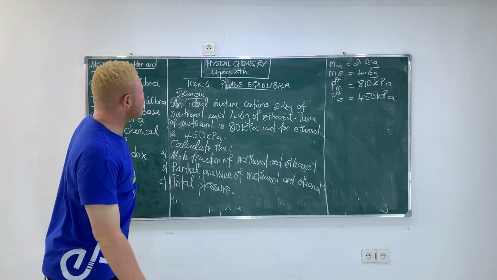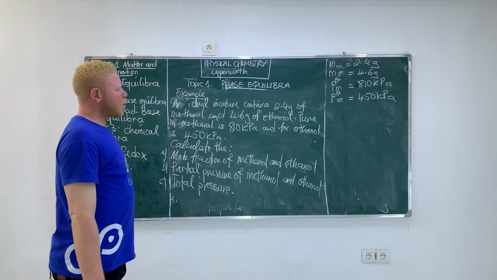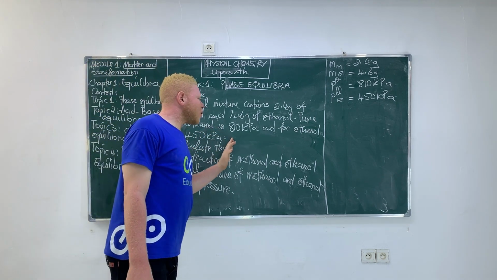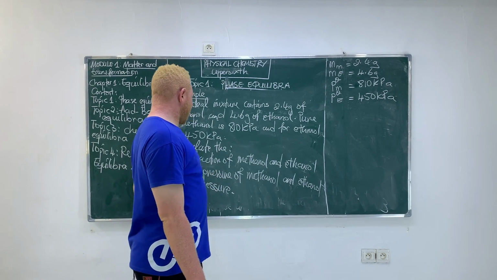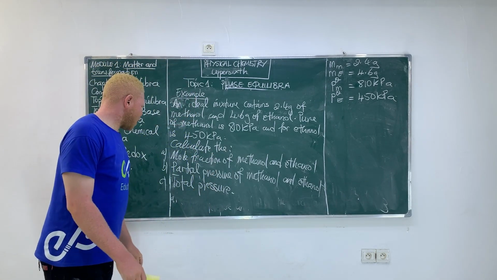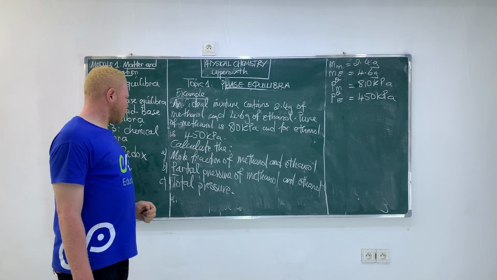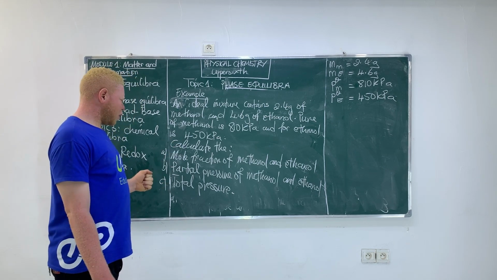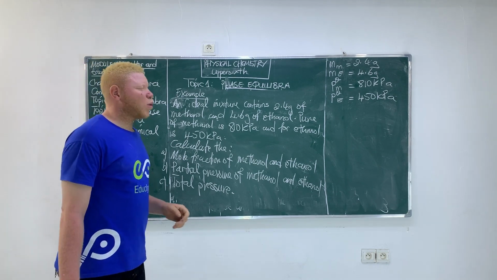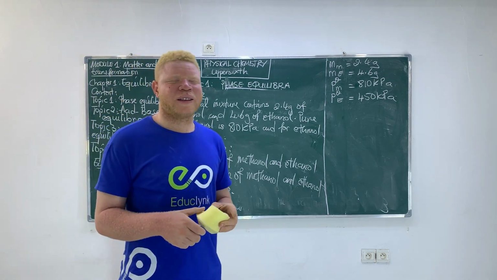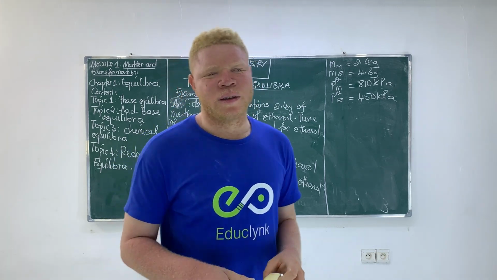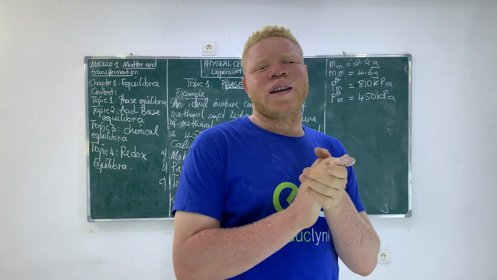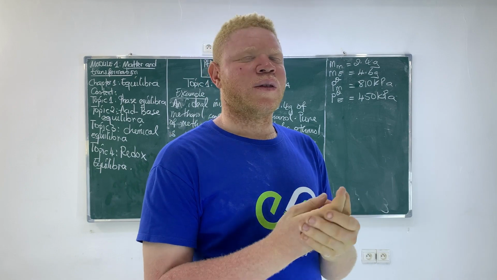The mixture contains 2.4 grams of methanol and 4.6 grams of ethanol. The pure vapor pressure of methanol is 810 kilopascal, and for ethanol is 450 kilopascal. Calculate the mole fraction of methanol and ethanol, the partial pressure of methanol and ethanol, and the total pressure. So I'm giving you 1 minute to read the exercise and get in contact with it. In 1 minute's time, I'm going to do the question of this example on the board.